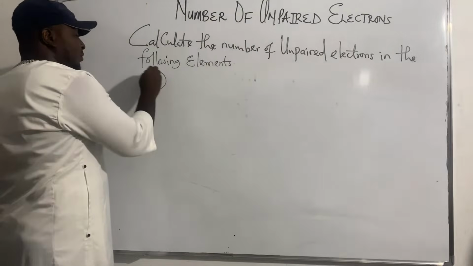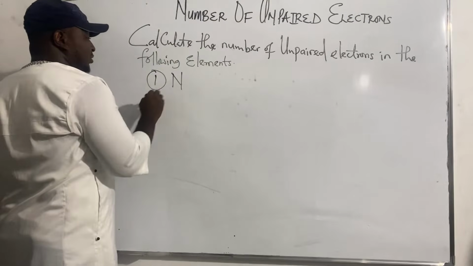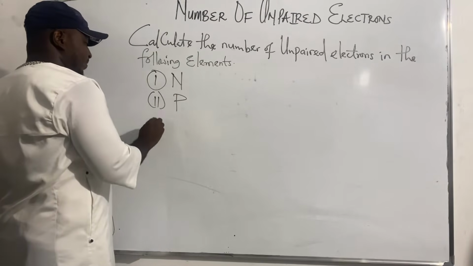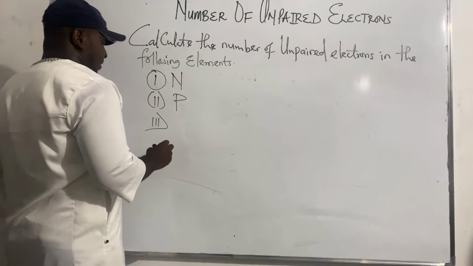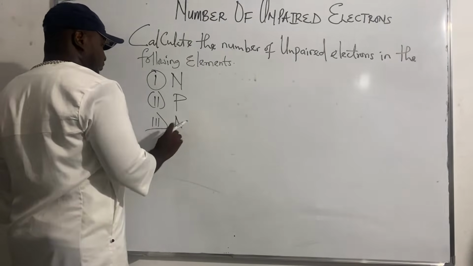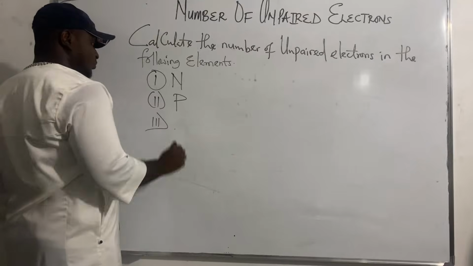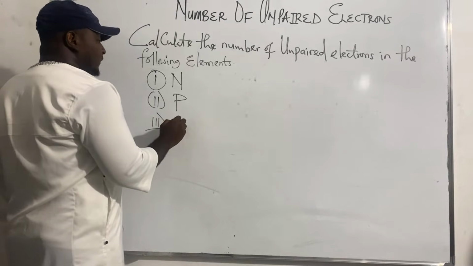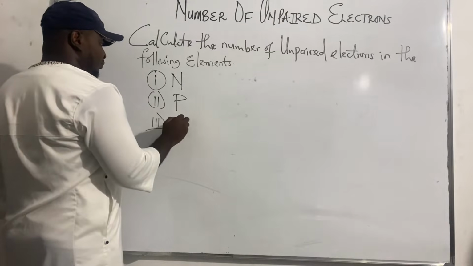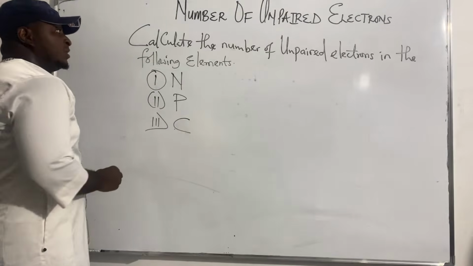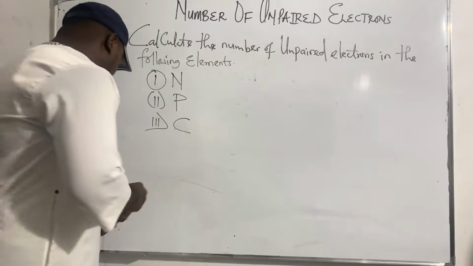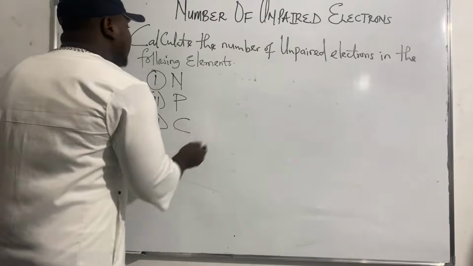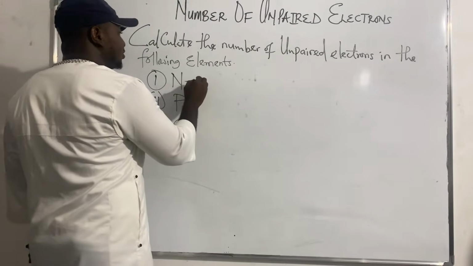One, nitrogen. Two, phosphorus. Three, let's look at carbon. How do you calculate the number of unpaired electrons? Class, you must first write down the SPDF configuration.